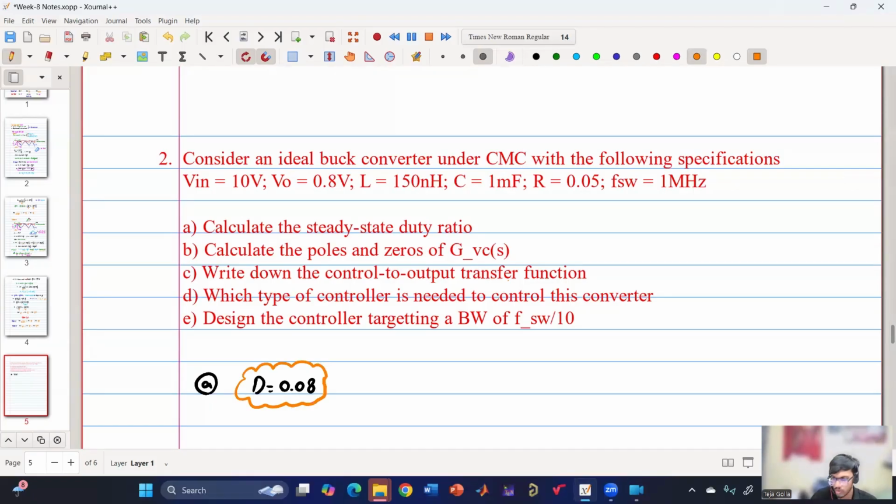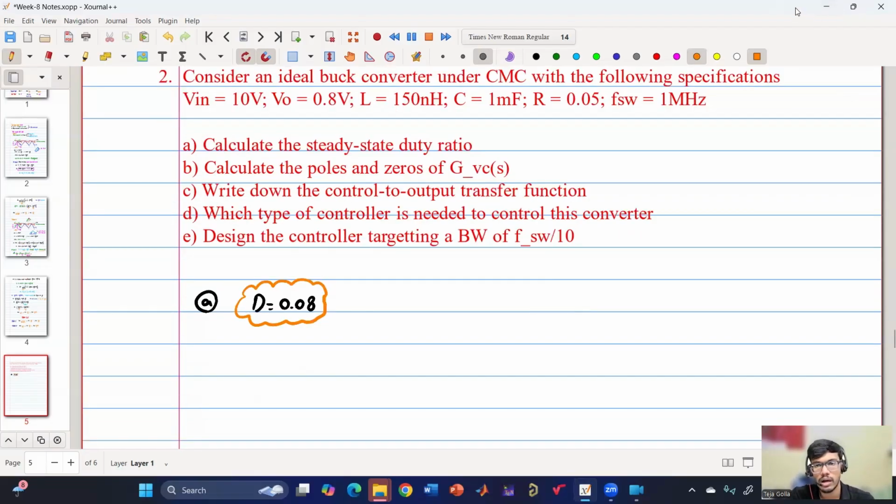Once you solve, let me know. Then I will also solve, and we can cross check the answers. Then we'll move to C, then we'll move to D, then we'll move to E.